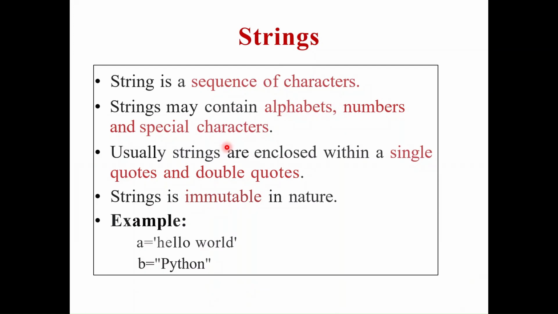And in Java or C like languages, we use only double quotes for specifying a string. But in Python language, we can use either single quote or double quotes. But we should not mix the two quotations. See the example here. I'm assigning a variable A with the hello world message, and it is enclosed between single quote. Similarly, another variable B which is assigned as Python, which is given within double quotes. So either we can use a double quotation or a single quote.